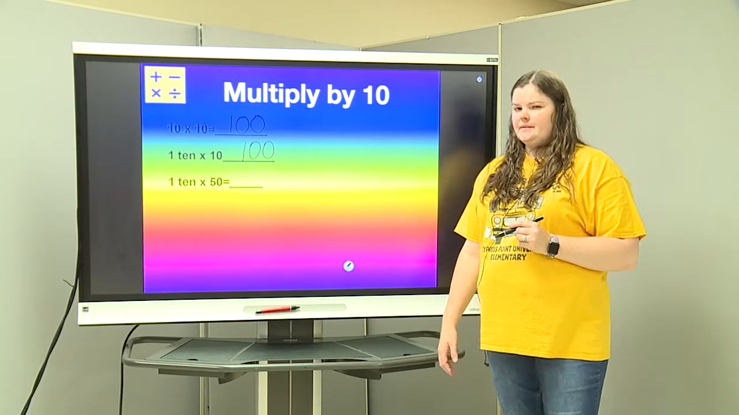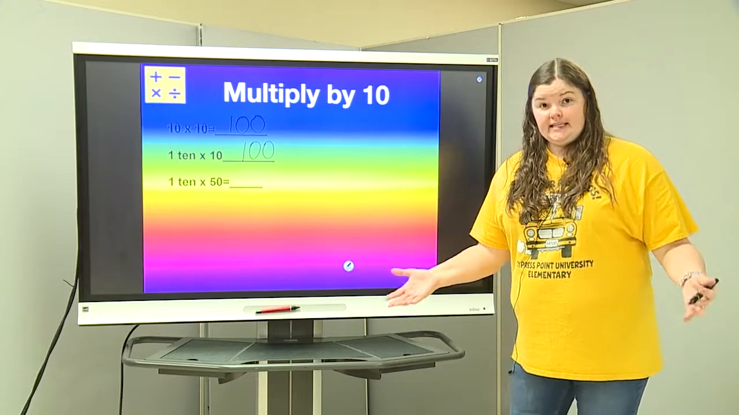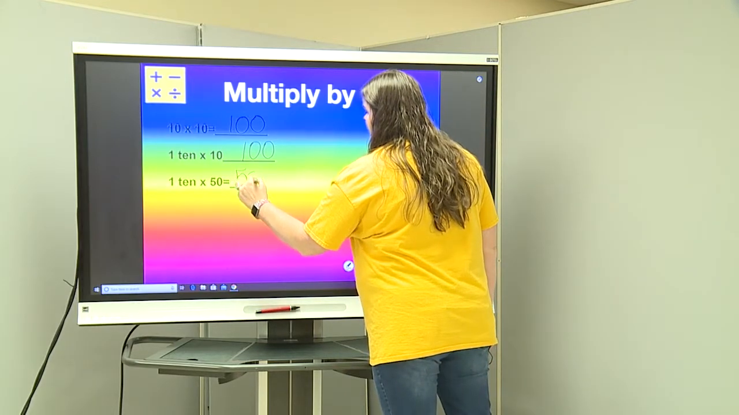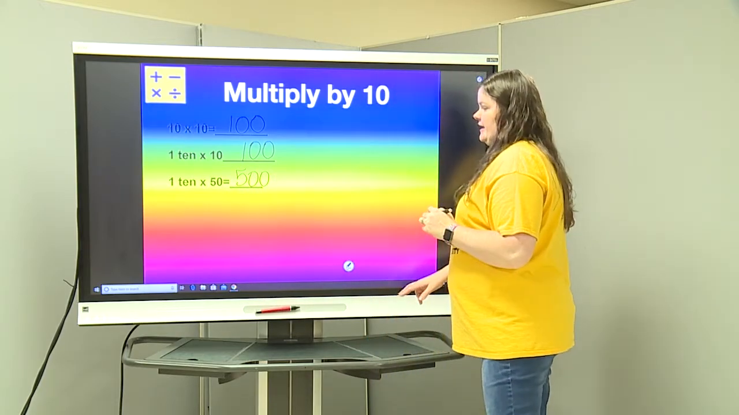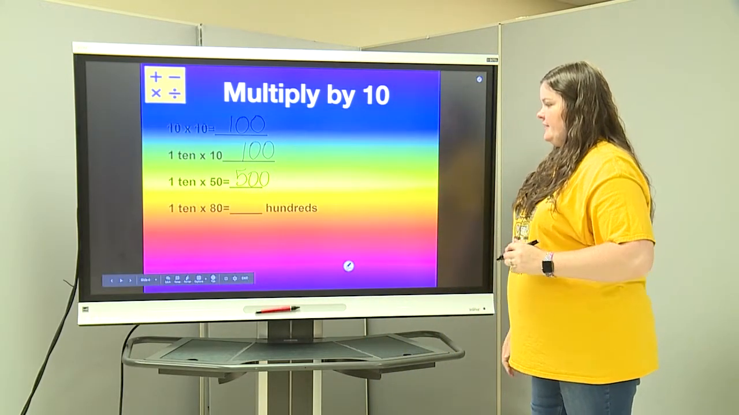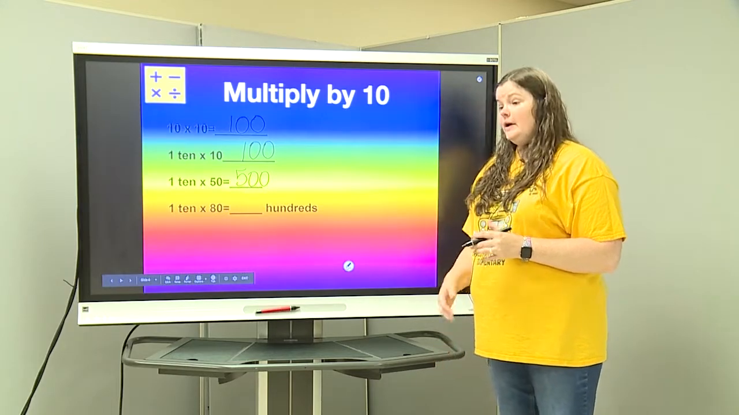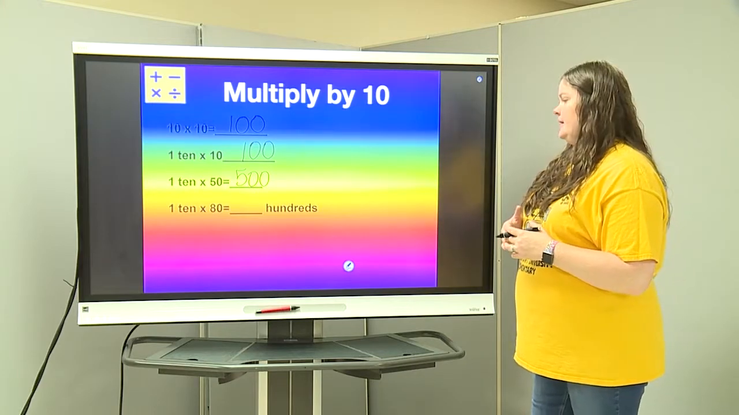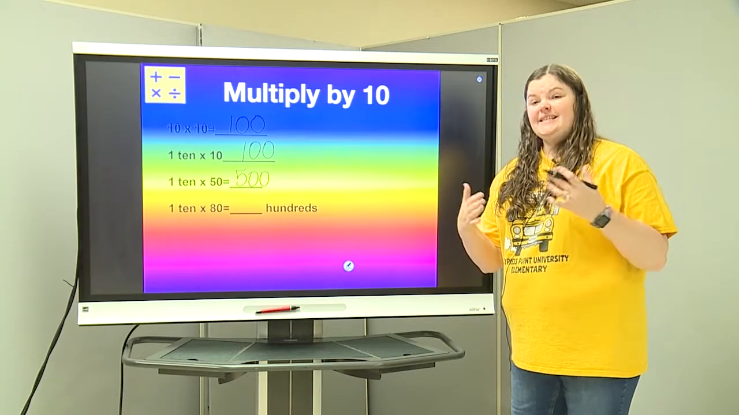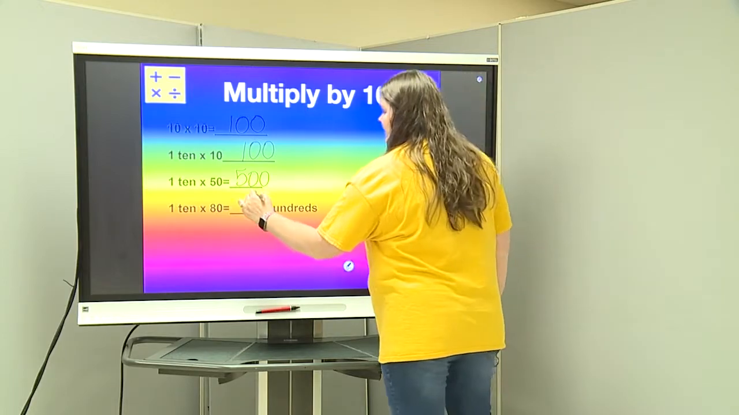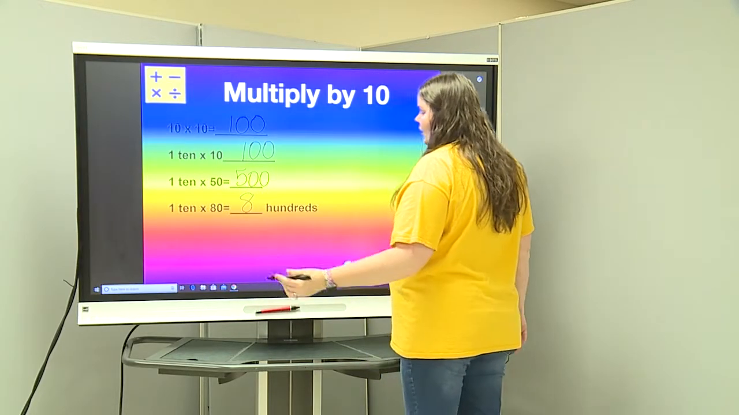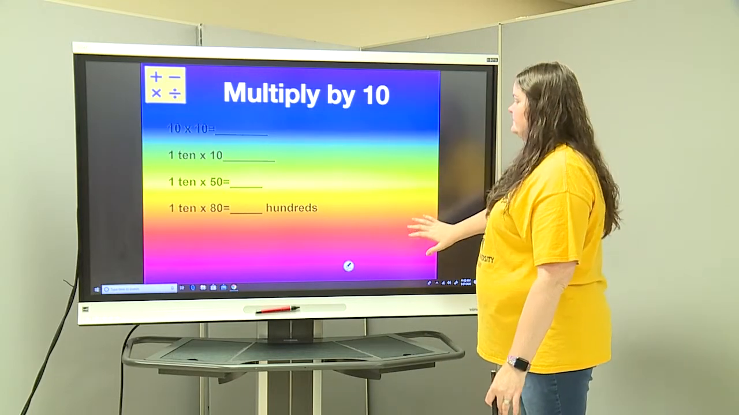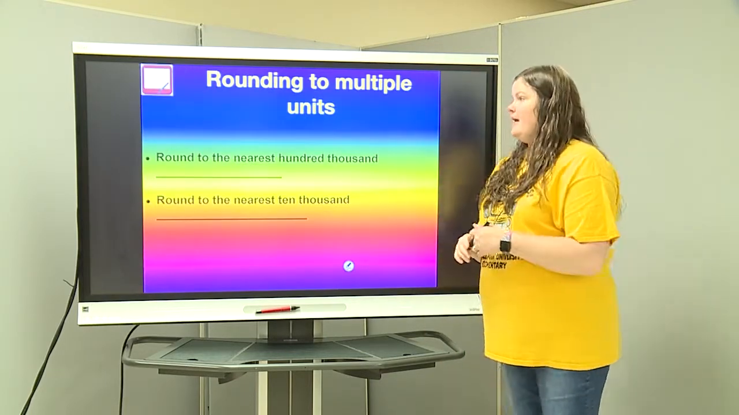All right, let's move into something different. 1 ten, or 10, times 50, that's going to give us 500. 10 times 50 gives us 500. All right, 1 ten times 80 equals blank hundreds. So 10 times 80 would equal 800, or in unit form, it's the same thing as 8 hundreds. All right, good job on that.